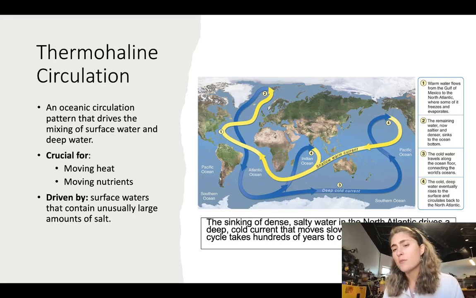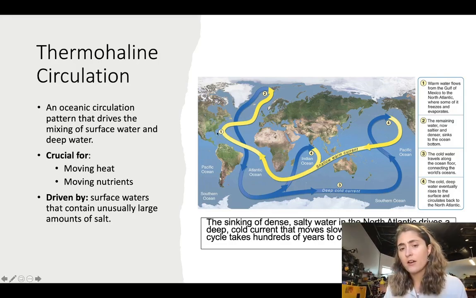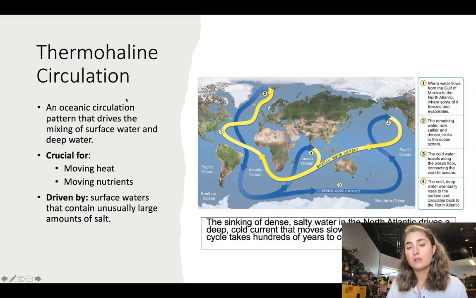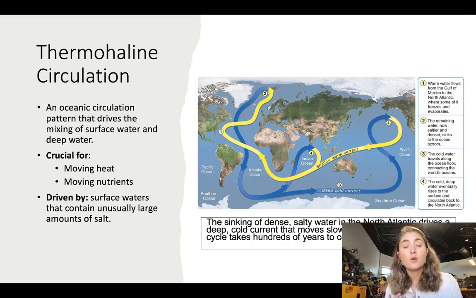We actually talked about what initially drives this. Remember we said that we've got this warm water current that's coming up from the Gulf Coast up the Atlantic Ocean on the east coast of the United States. This warm ocean current is actually what drives the start of thermohaline circulation. What is happening with thermohaline circulation is we're mixing warm surface waters with deep, colder ocean waters and allowing those nutrients from down below to make their way to the surface.